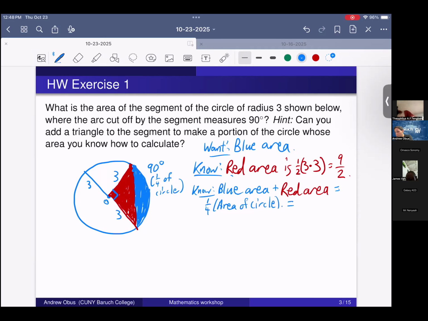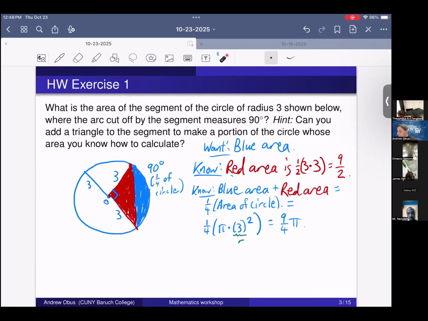And 1/4 of the area of the circle is 1/4 times what's the formula for the area of the circle? Well, it's pi times the radius squared, right? That's the formula for the area of a circle. And simplifying that furthermore, this gives us 9/4 pi, because 3 squared is 9 divided by 4. So the red area is 9/2, and the red area plus the blue area combined is 9/4 pi.